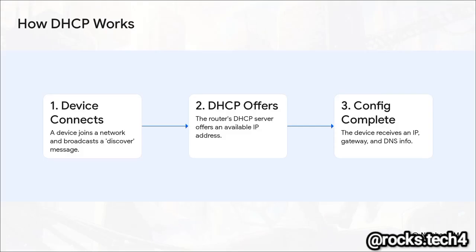So where do these addresses come from? Thankfully, you don't have to type them in yourself. That's where a fantastic little service called DHCP comes in. When your phone connects to a Wi-Fi network, it basically shouts out, "Hey, I'm new here. I need an address." The router's built-in DHCP server hears this and replies, "No problem. You can have this one." It's this automatic, seamless handshake that happens in a split second every time you connect.